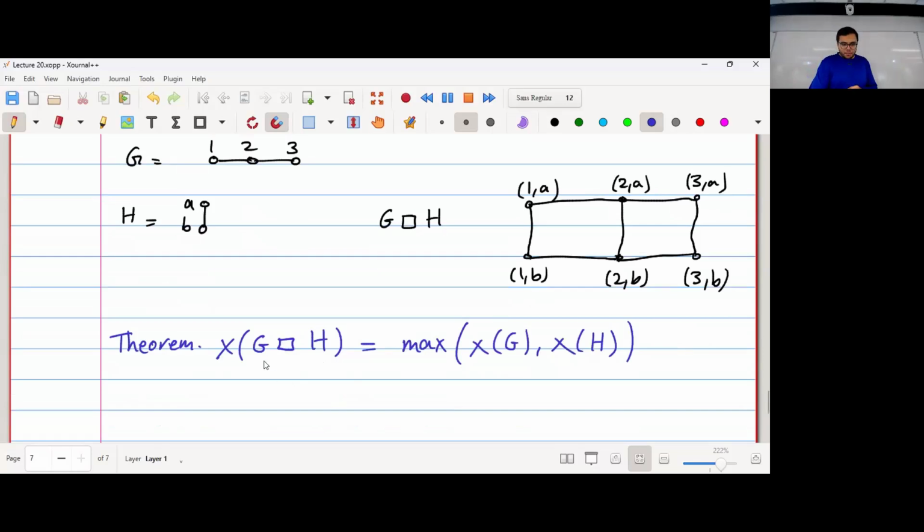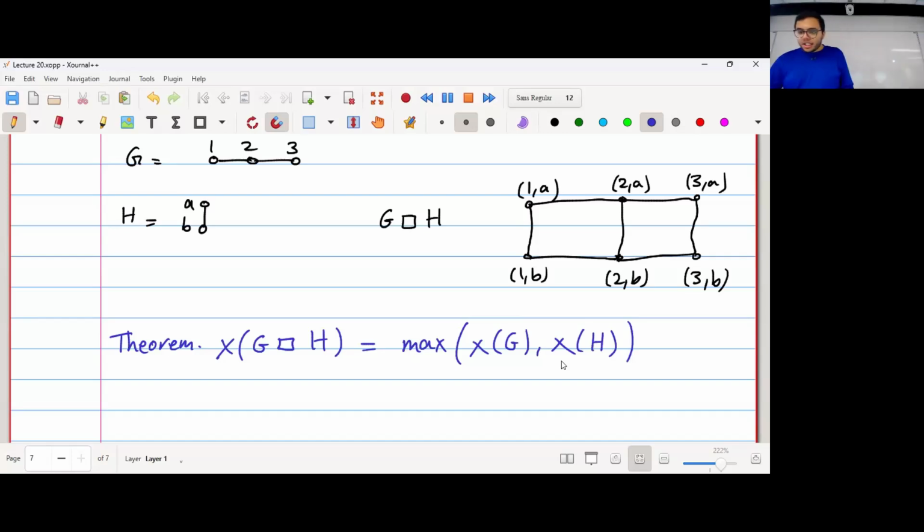So this proves that the number of colors I need to color G box H is greater than or equal to the maximum of the chromatic numbers of G and H. But it only shows that it's greater than or equal. It doesn't show that it's equal. I want to show that it's exactly equal. So I have to find a way to color this graph with exactly this many colors.